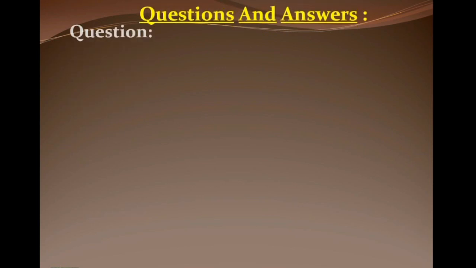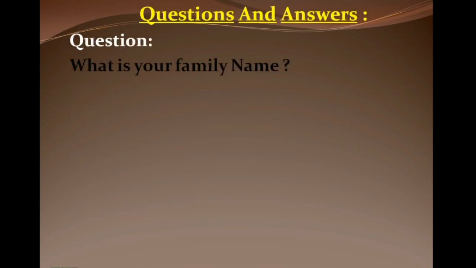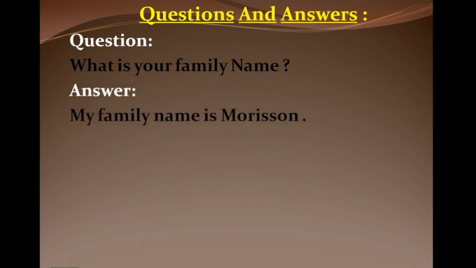Also people may ask what is your family name. For example, if you meet someone for the first time or a stranger who wants to know your family name, they will ask you what is your family name. What's your family name? Or what is your family name? The answer should be my family name is Morrison, for example. Your family name means اسمك العائلي.